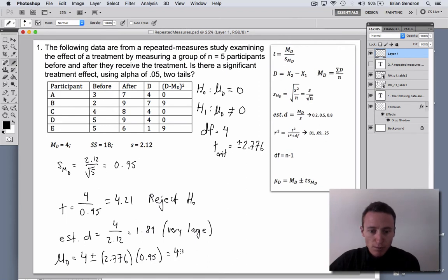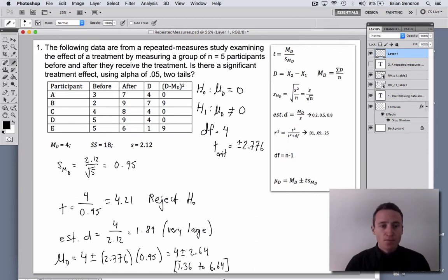So I'm getting 4 plus and minus 2.64. And that gives us 1.36 to 6.64. So we can say that according to our probability estimates, we're 95% confident that the population mean difference is somewhere between 1.36 and 6.64 points.